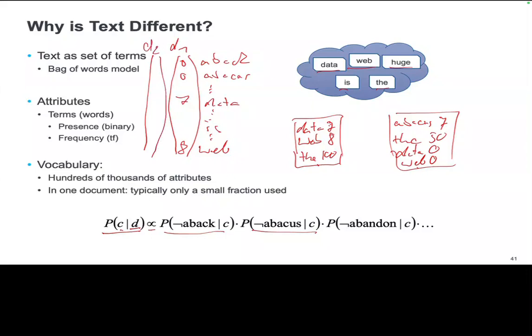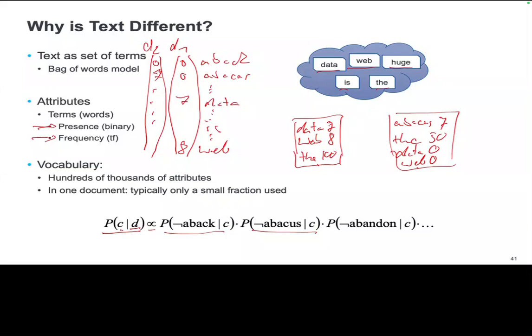Document 2 would, for example, have the number 0 here for abac, but 7 for abacus, and so on and so forth. So we have attributes which are described by their frequency, sometimes even just by their presence, whether they are present or not present. Now let's look at this simplified representation. It only says it's there or it's not there.